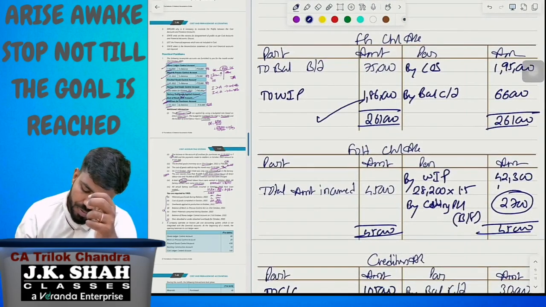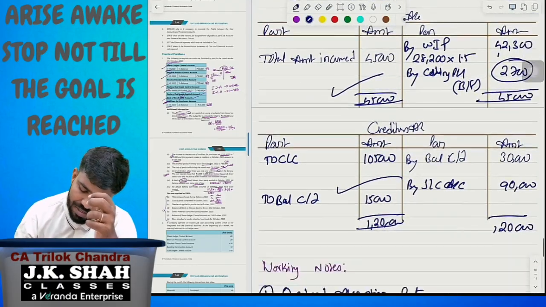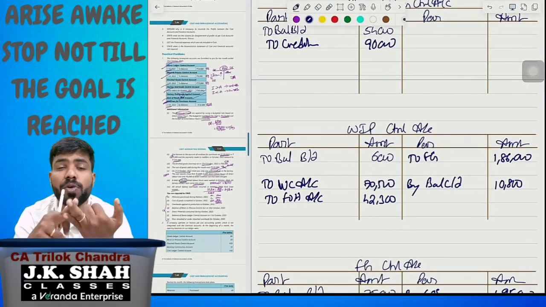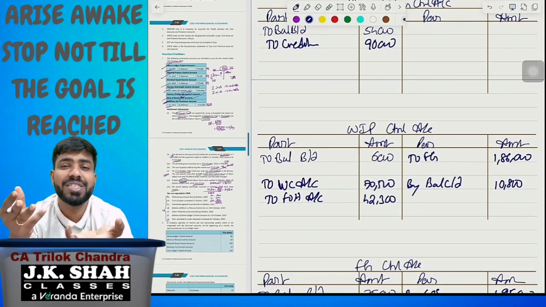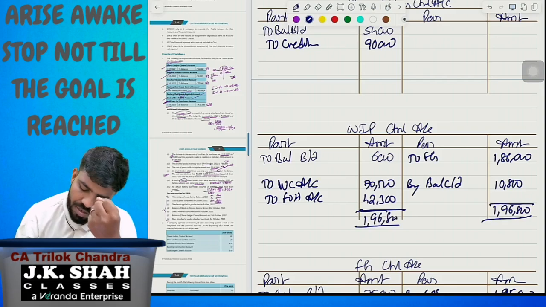Now look at this. We tallied the finished goods, we tallied the factory overheads, we tallied the creditors. Now the balance left out is the WIP account. In the WIP account, we know the opening balance, closing balance, the wages, the overheads, and the value of goods completed. What is missing? Raw material consumption is missing. Now let me calculate that. 1,96,800.